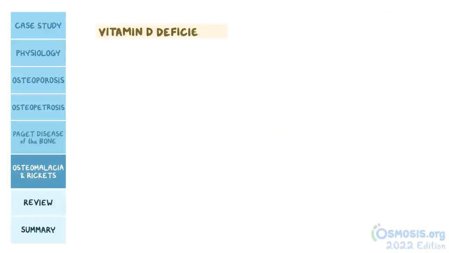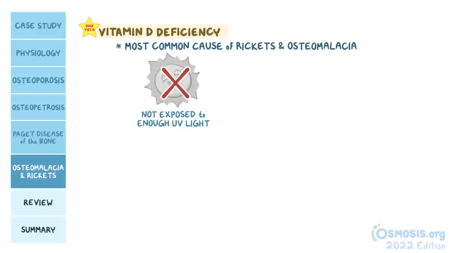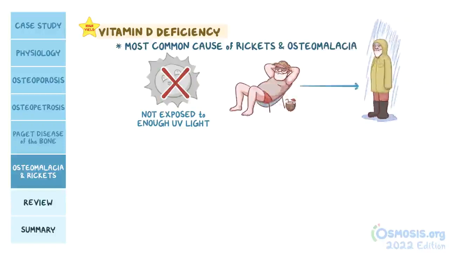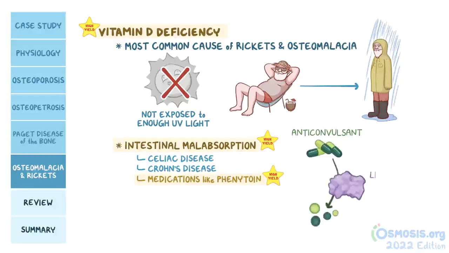Okay, now vitamin D deficiency is the most common cause of both rickets and osteomalacia. Often it occurs in those who aren't exposed to enough UV light since UV stimulates vitamin D synthesis. This is especially true for those who have recently immigrated from an area with a sunny climate. Other causes of vitamin D deficiency include intestinal malabsorption, which can be seen with celiac disease or Crohn's disease, and users of medications like phenytoin, an anticonvulsant that's metabolized by the same liver and kidney hydroxylase enzymes that are needed for the synthesis of vitamin D.